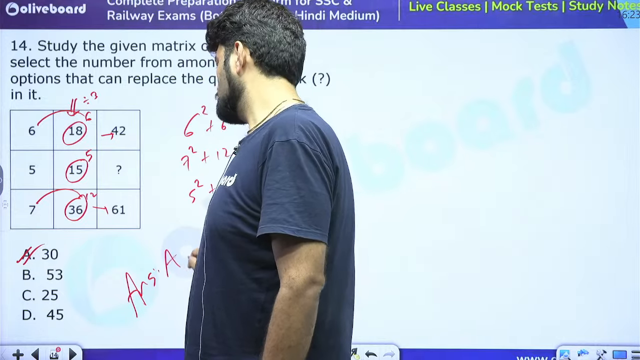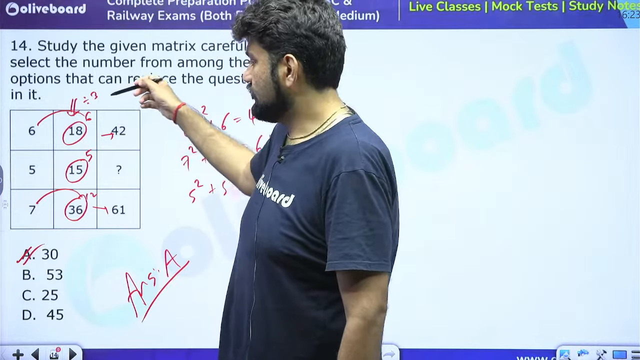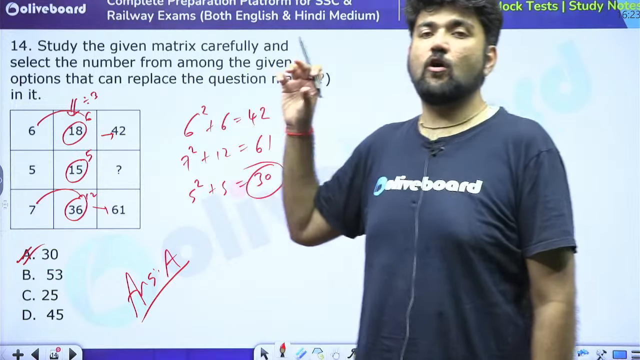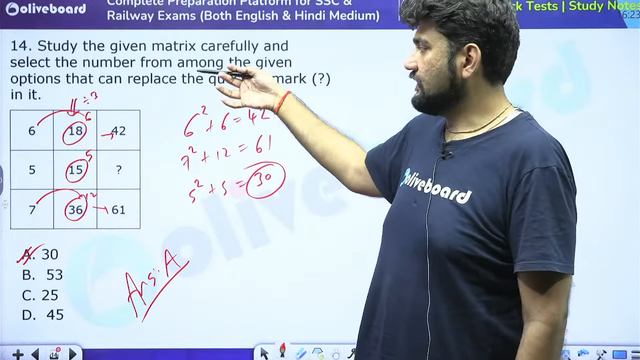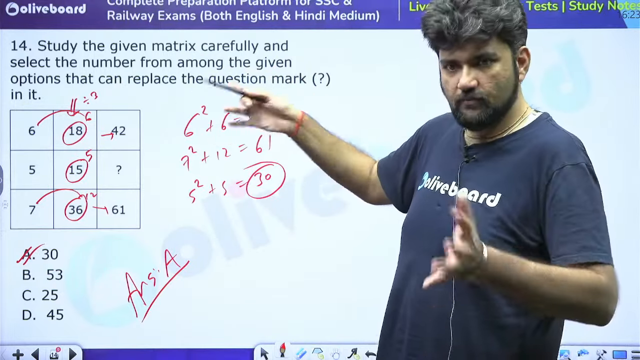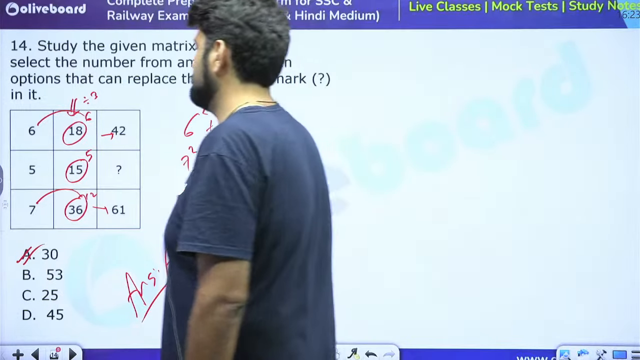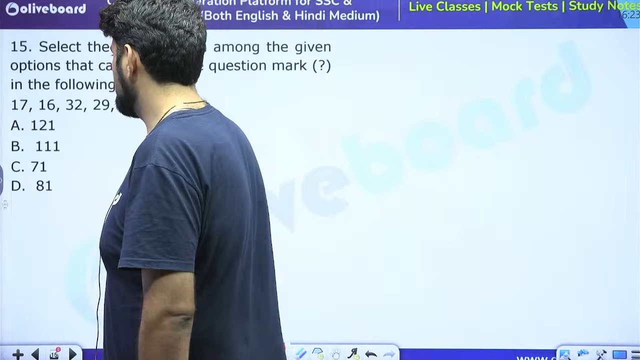So you can always use this technique, where if you can't figure anything out, pick up a column and divide it by a common factor. Okay, and then you will observe that things will seem to be easier. You will be able to get it more easily. Next.